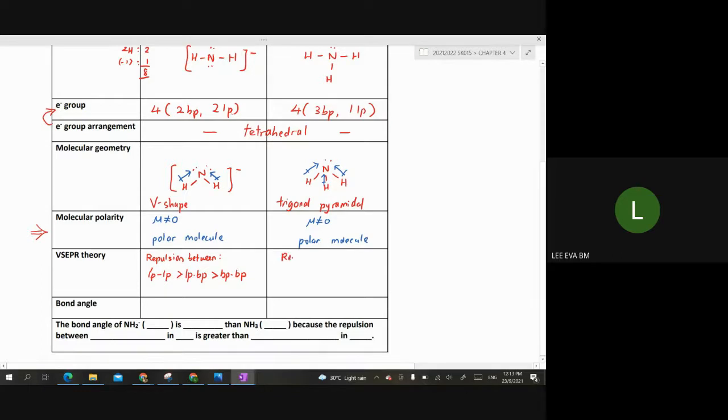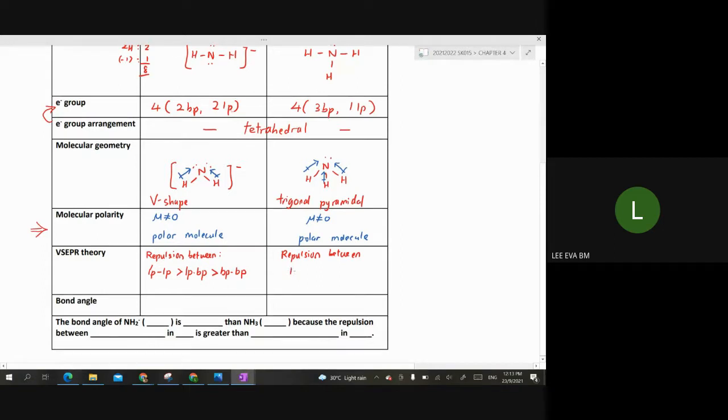And then tell me about NH3. How will the repulsion be? Lone pair, bonding pair, and bonding pair, bonding pair. There are only 2 types because you only have 1 lone pair. So repulsion between lone pair bonding pair is greater than bonding pair. This is VSEPR theory.